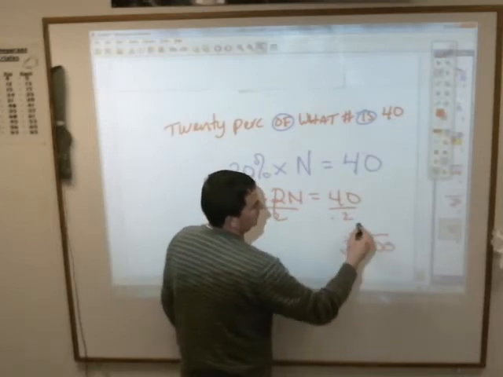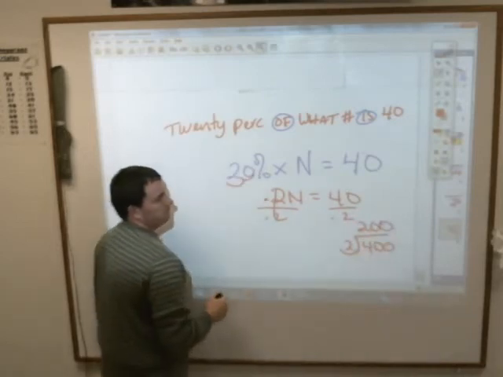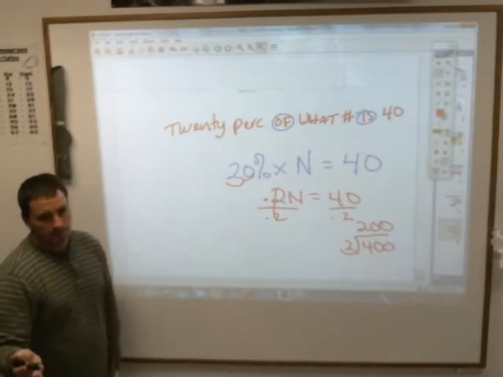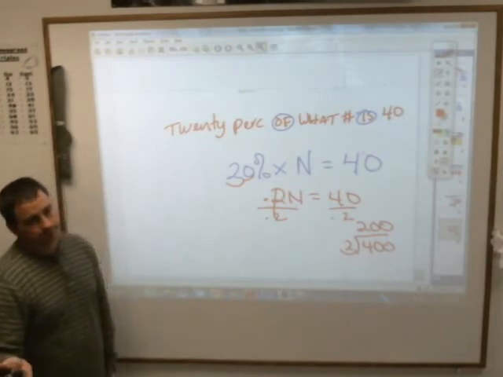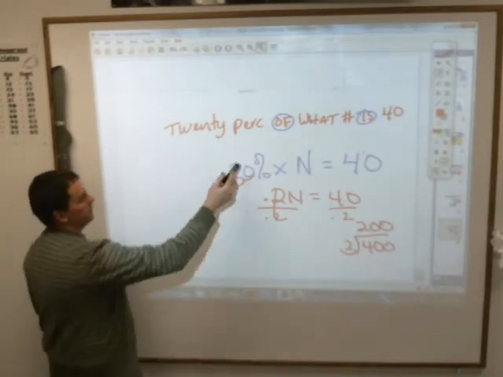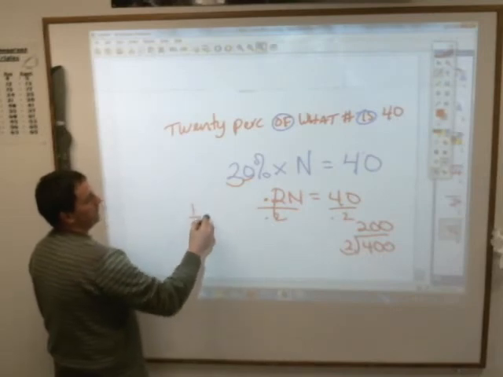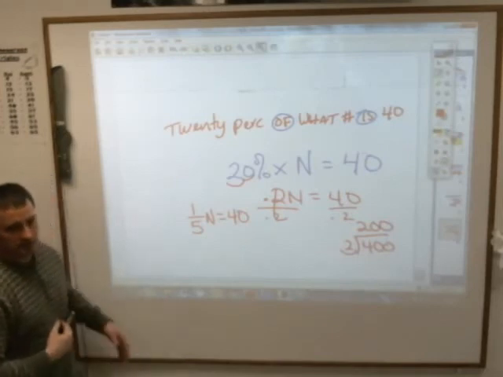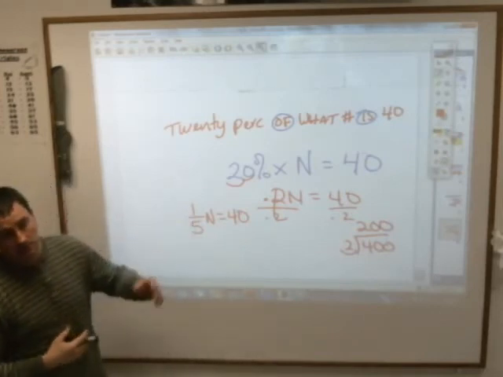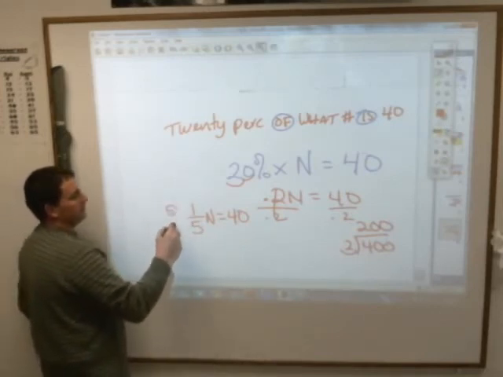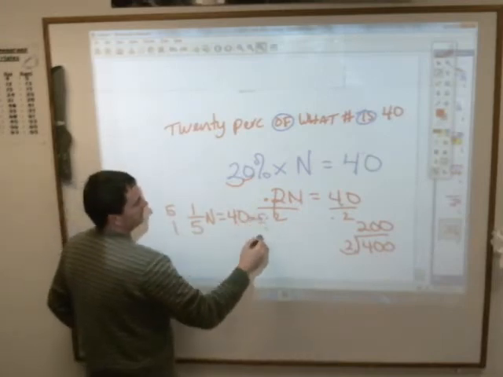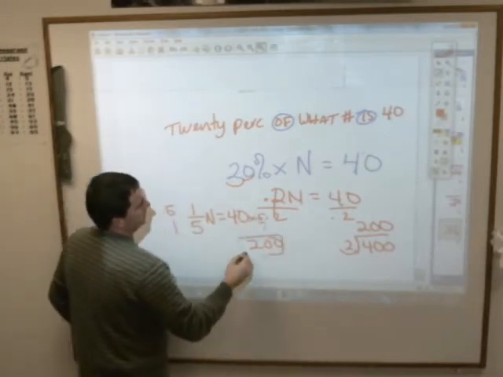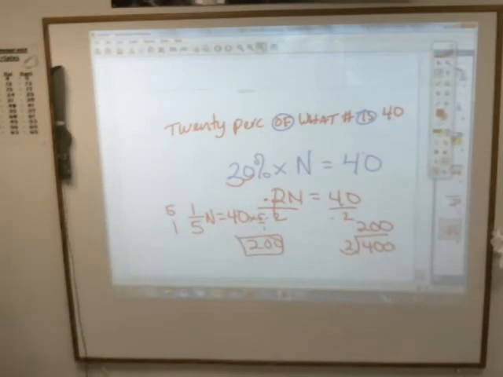Decimal over, add a 0. 200. Quicker way to do it? Lauren? Yeah, change 20% to 1/5. 1/5 times what number is 40? And then the always burning question is, if you have a fraction in front of a letter, it's flip and multiply. Multiply by 5, multiply by 5. You're going to get 200 either way. And it's your choice as to what you prefer.